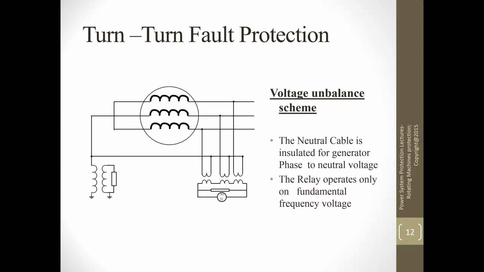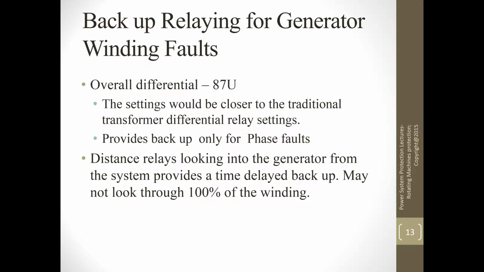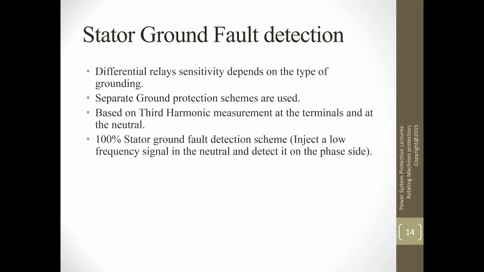There is also a turn-to-turn fault protection. They try to use a differential scheme, shown here, from the neutral side to the phase side. And this is one of the new functions that has been added. We also have backup relaying for the generator winding faults. So you have a distance relay looking from the high side into the low side, and that could be set to detect faults in the system. And also the traditional 87U, the overall differential for the generator transformer, also provides protection for that.